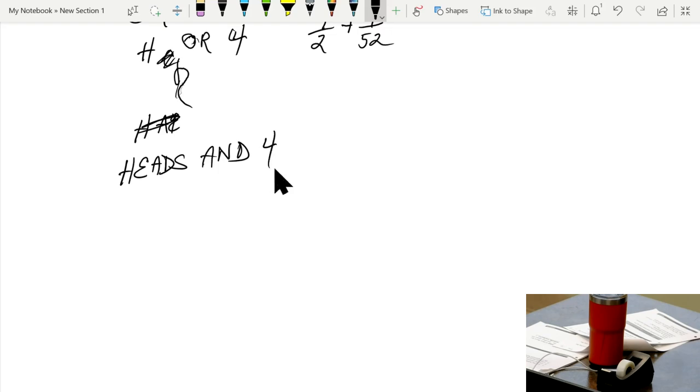The chance of getting a heads and a 4. And means multiply. So the chance of getting a heads and a 4 is 1 half times 4 52nds. Right, so and means multiply, or means add. That's pretty much the basics of that.